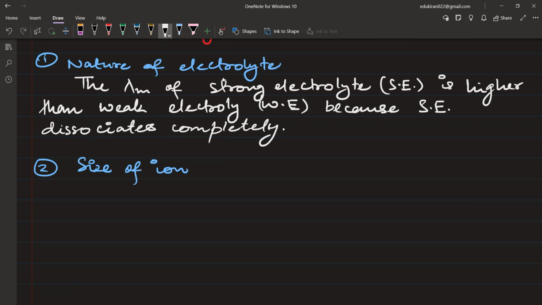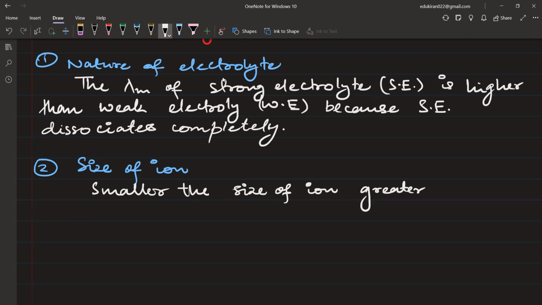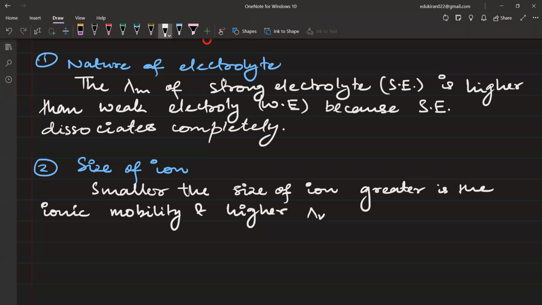Next, size of ion। जितना छोटा साइज उतनी तेज से वो भागेगा इधर उधर, राइट। सो स्मॉलर द साइज ऑफ आयन, ग्रेटर विल बी आयनिक मोबिलिटी एंड हायर molar conductance। Please write smaller the size of ion, greater is the ionic mobility. And higher lambda m.